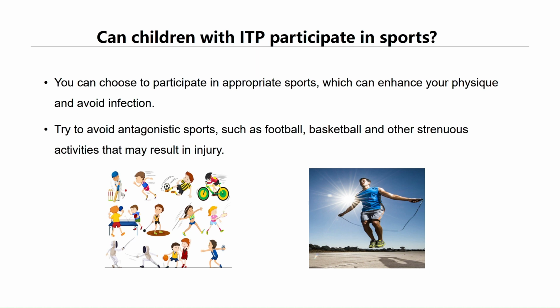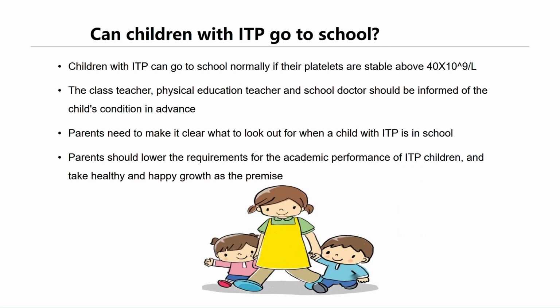Can students with ITP go to school? Well, children with ITP can go to school normally if their platelets are stable above 40 times 10 to the power of 9 per liter. The class teacher, physical education teacher, and the school doctor should be informed of the child's condition in advance. And parents need to make it clear what to look out for when a child with ITP is in school. They should lower the requirements for academic performance of ITP children and take healthy and happy growth as a premise.